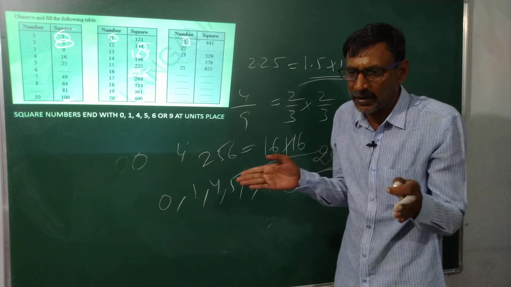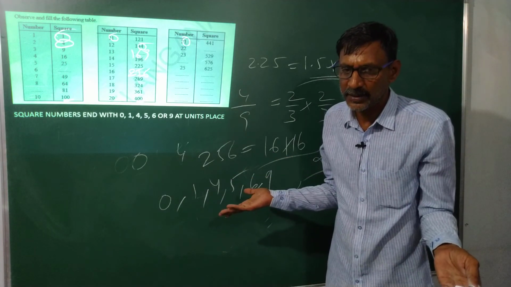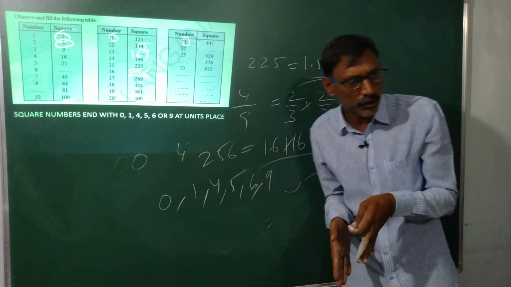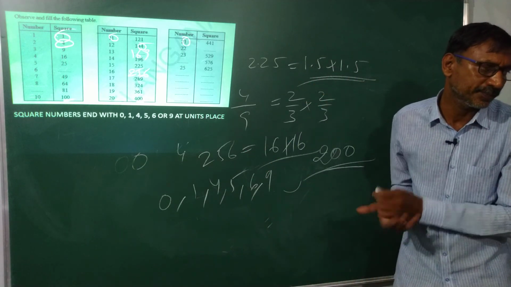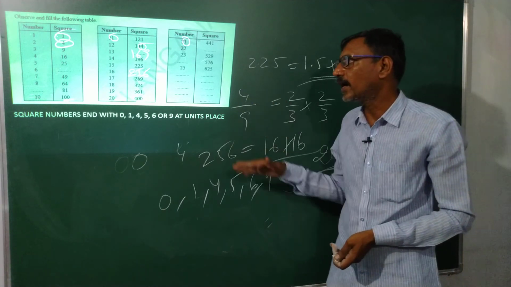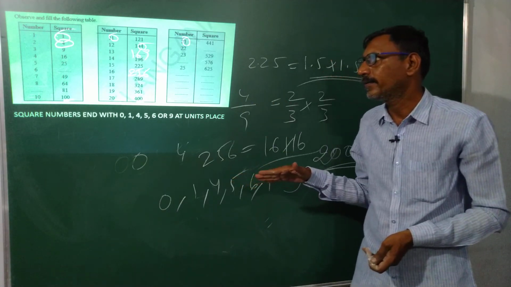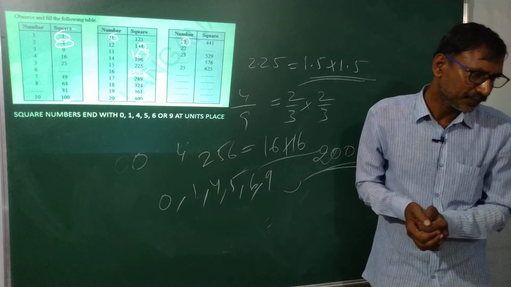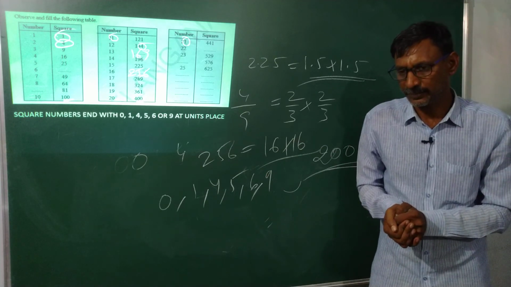That means every square number ends with 0, 1, 4, 5, 6, 9, but every number ending with these digits need not be a square number. Am I clear? This is the understanding of a square. Am I clear?